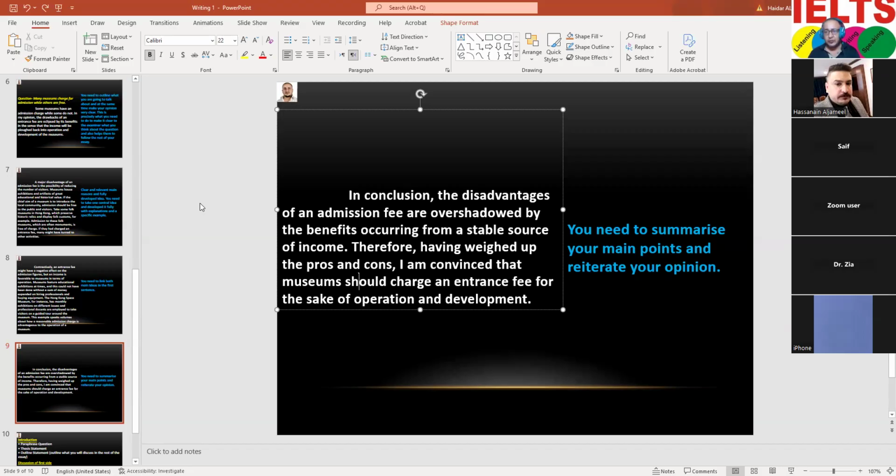This is the ideal way of Cambridge, of how to write the essay of IELTS, Task number 2. It's the ideal method. It's not my opinion. This is the method of Cambridge, the ideal method of how to write the essay task number 2. Okay.